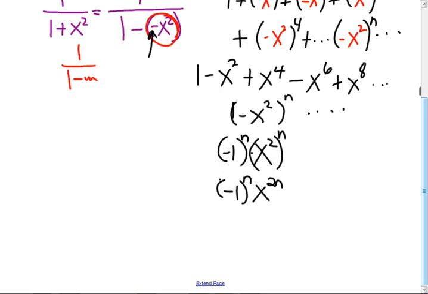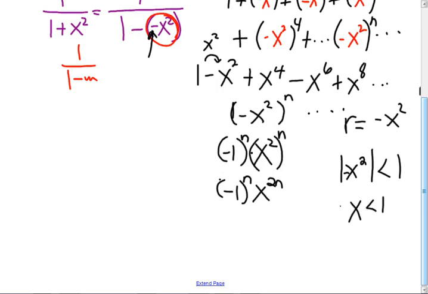Guess what? What's true about the radius of convergence here? It's still, x squared is still going to be less than 1. That's your r value, isn't it? What's your r value? R equals what? What am I multiplying this by? X what? Squared, negative x squared. Okay? What's going to be true about x? X is going to be between 1 and negative 1. We just did that yesterday.